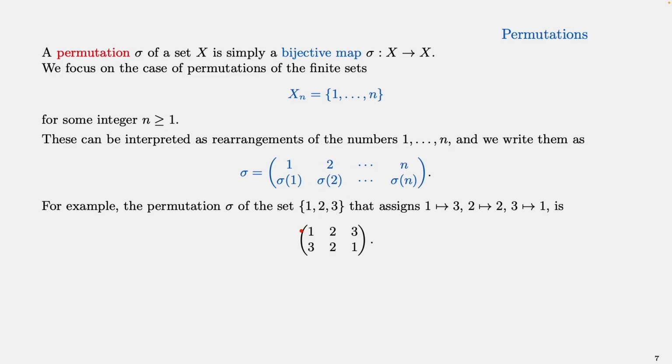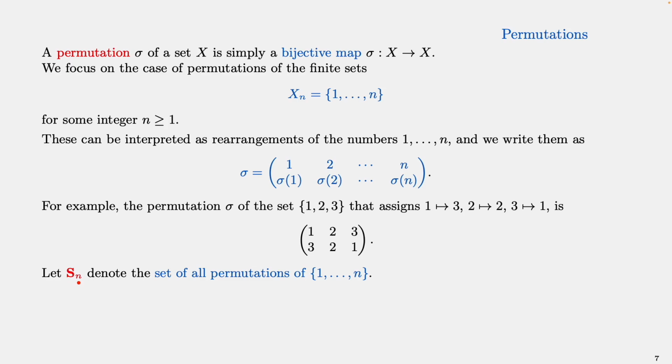In this notation we would write sigma as 1, 2, 3 in the top row, and then 3, 2, 1 in the bottom row: the 3 here is because 1 gets assigned to 3, the 2 here because 2 is fixed, nothing happens with the 2, and the 1 here because 3 gets assigned to 1. So what this permutation does is it just swaps the position of 1 and 3 and does nothing to the element 2. And for the permutations of the numbers 1 to n, we denote the set of all permutations by this letter S_n.